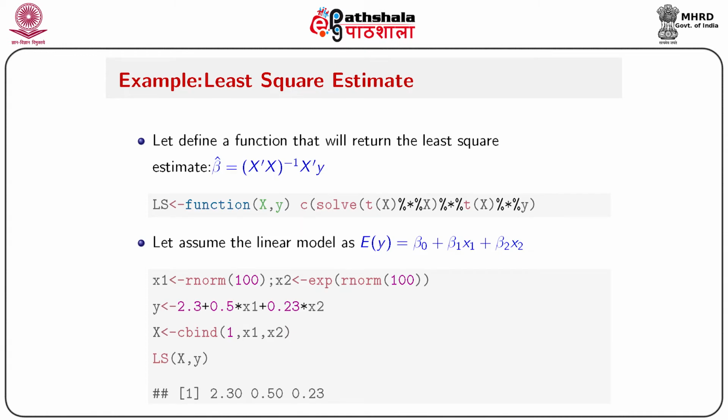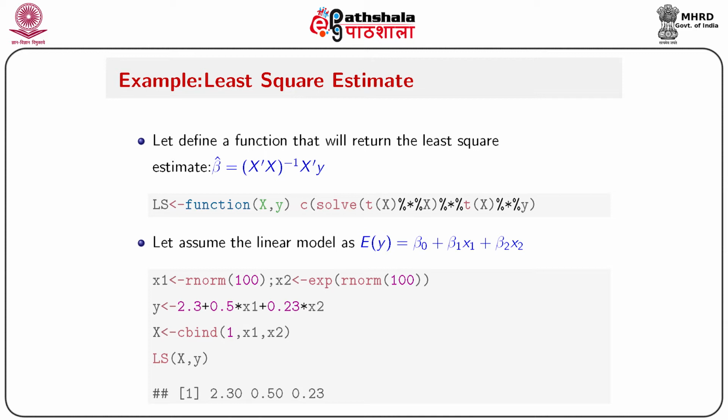In the second example, let's define a function that will return the least squares estimate beta hat, that is (X prime X) inverse times X prime y. The function name that I am defining is ls. The arguments are x and y. The first argument is the design matrix and the second argument is the outcome, the response.